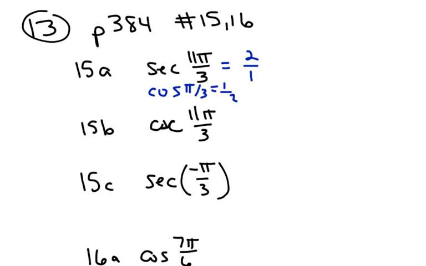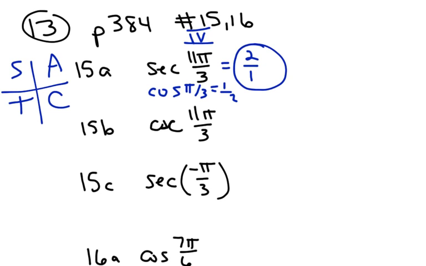Now, one way of doing it is to just kind of go around the circle. You can figure it out, or you can change 11 pi over 3 into degrees and subtract 360 until you get a coterminal angle. But you'll find out that 11 pi over 3 is in quadrant 4. And in quadrant 4, are cosines positive or negative? Cosines are positive, so the answer must be positive 2 over 1.